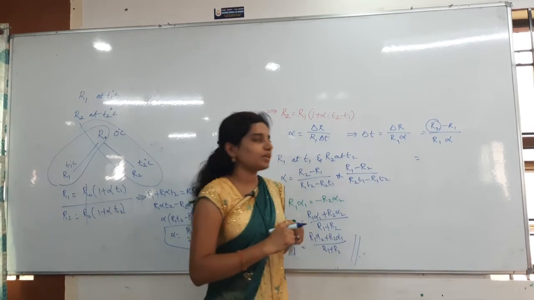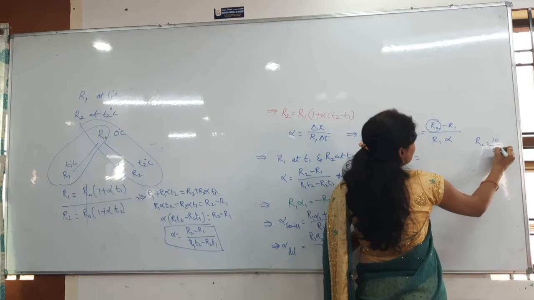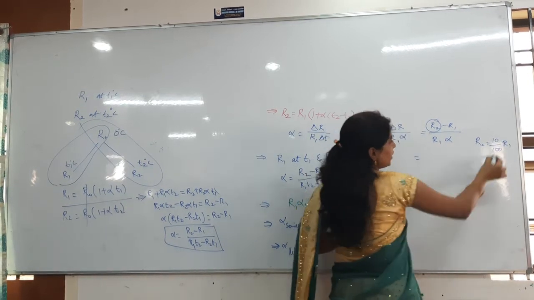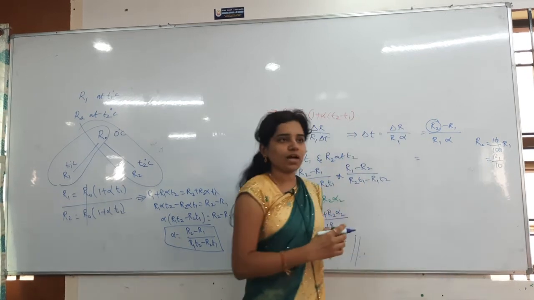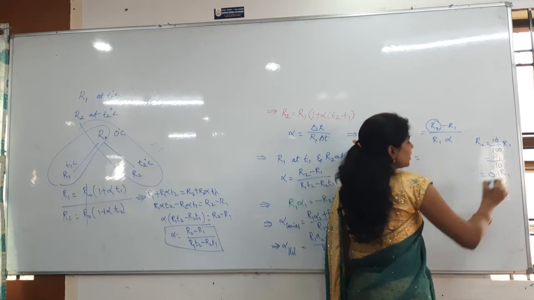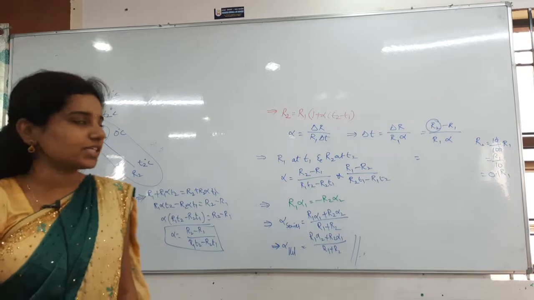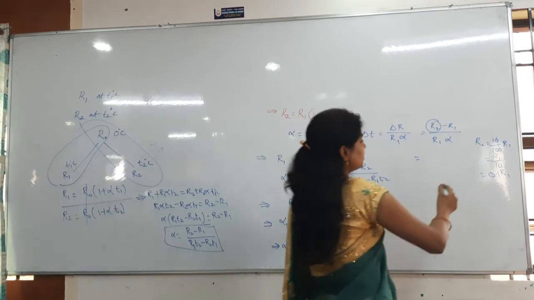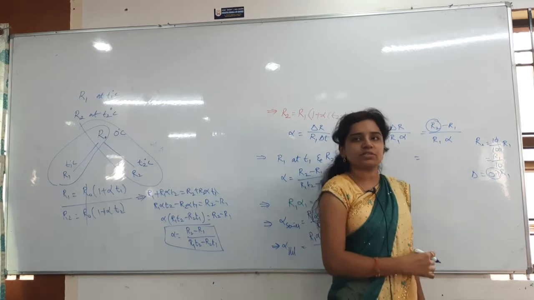10% of R1, nothing but how much you will get? R2 is equal to 10 by 100 of R1. And then this value becomes how much here? R1 by 10. Otherwise 0.1 R1. That is the increase. Otherwise, they are giving the final value. Increase means delta only. This is just delta only. The rise is how much? Nothing but 0.1 of R1.